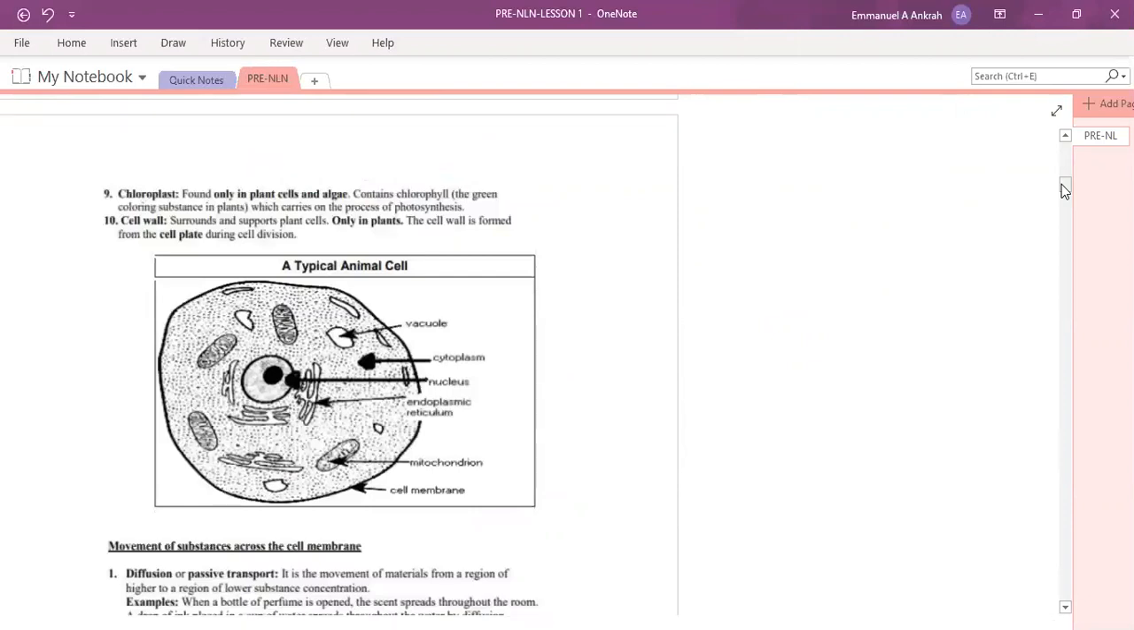So when you talk about the nucleus, one thing I have to remember about the nucleus is the fact that it contains the DNA. So the DNA is in the nucleus, very important to remember that.